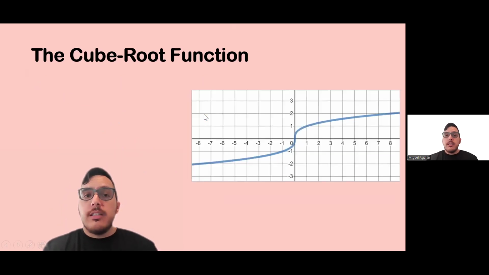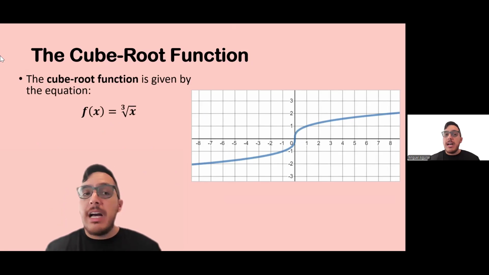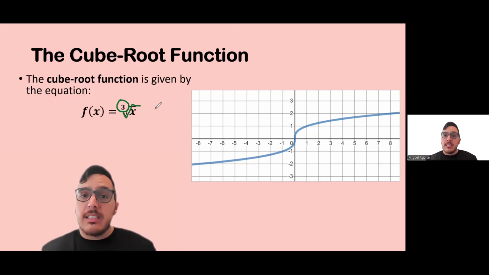The cube root function is similar to the square root function, except it has a little bit more going on in the graph. The cube root function is given by the equation f of x equals the cube root of x. We will have a whole section later on about radicals and roots, but when you see this little number next to what looks like the square root symbol, this is a new kind of root that you may or may not be aware of. There are many kinds of roots. The cube root is the third root.